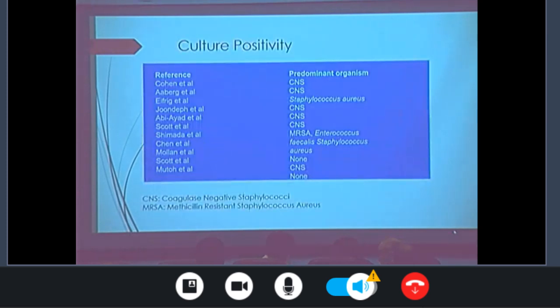The culture positivity results from these previous studies state that coagulase-negative staph is the most frequent organism that can be found, as we can see in all these reports. Although less frequently, some of them report methicillin-resistant Staph aureus, Enterococcus, or Staph faecalis.